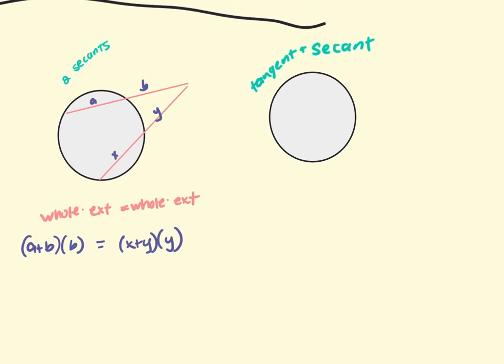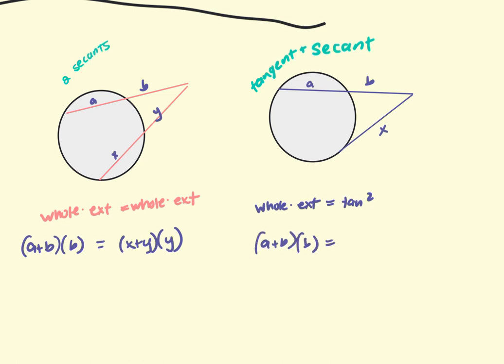And then you had a tangent and a secant. And this is whole times external equals tangent squared. So A plus B times B, the external part, would equal X squared. You're going to see at least one in which you're going to have to factor. So if those are the skills you need to spend some time on, then go back and practice some more factoring.